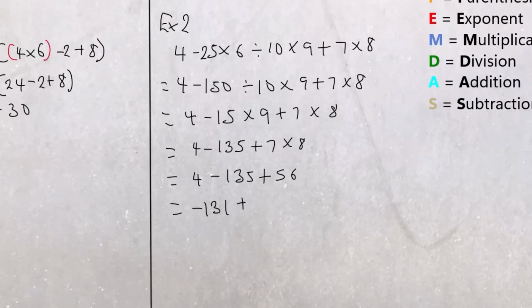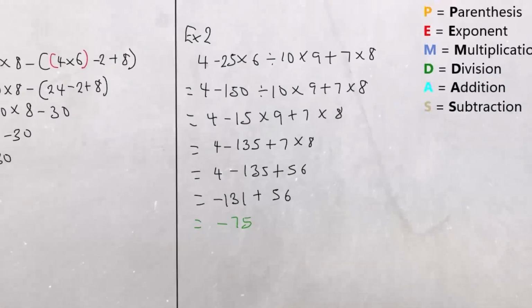So bring down the plus 56, and minus 131 plus 56 is the same thing as you are owing someone 131 and you have 56 with you. Taking it from 131, you will have 75. It will still be in negative form because you are still owing, which is minus 75.